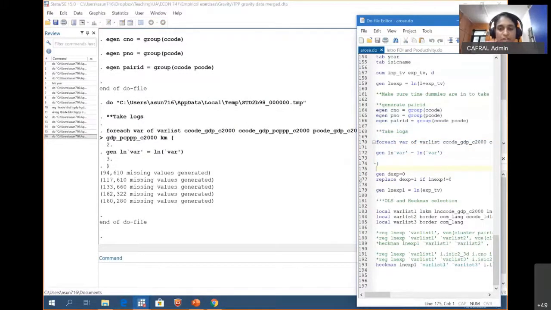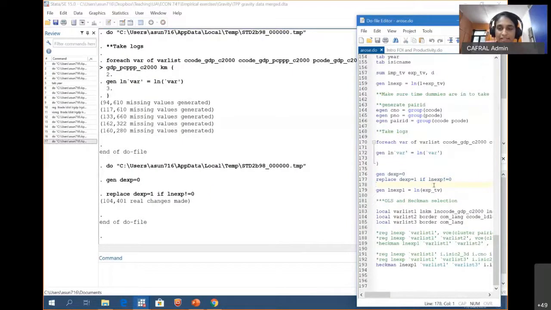I'm now going to generate, remember, I want to run a full gravity model, right? So I want to account for multilateral resistance using fixed effects, and I also want to account for selection at some point. So I am going to generate a dummy variable, an indicator variable, which is a zero when the exports are zero, and it's one if the exports are positive. Okay? So it's just an indicator variable that picks up whether a country is exporting to the other country or not. Okay, so I'm going to run that.